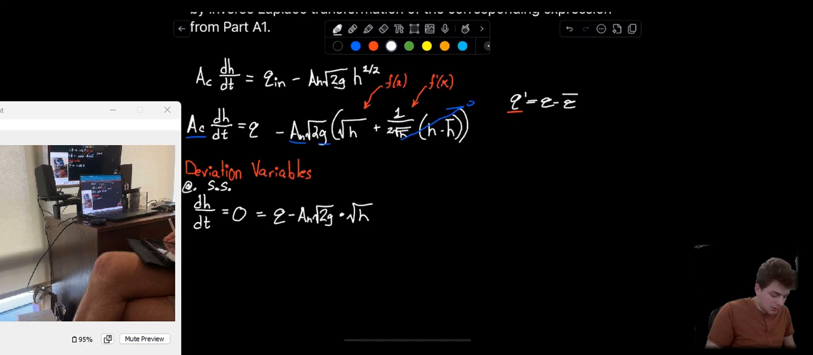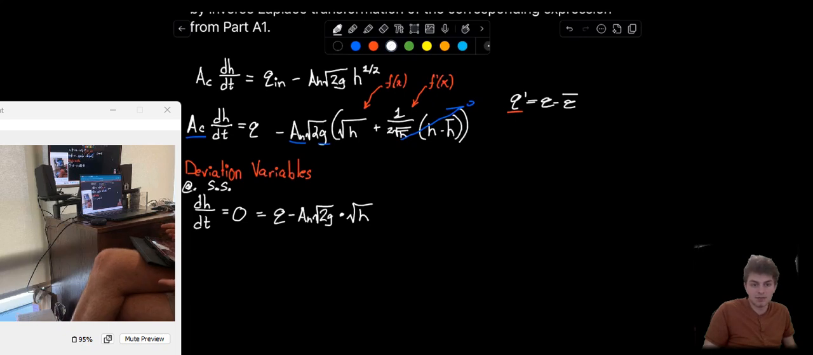Because what we really have here is that deviation h minus h bar gives us a change from steady state, and there would obviously be no change from steady state if we're at steady state, right? So h minus h bar would be 0, which means that f prime of x term is being multiplied by a 0. That entire thing can go to 0.